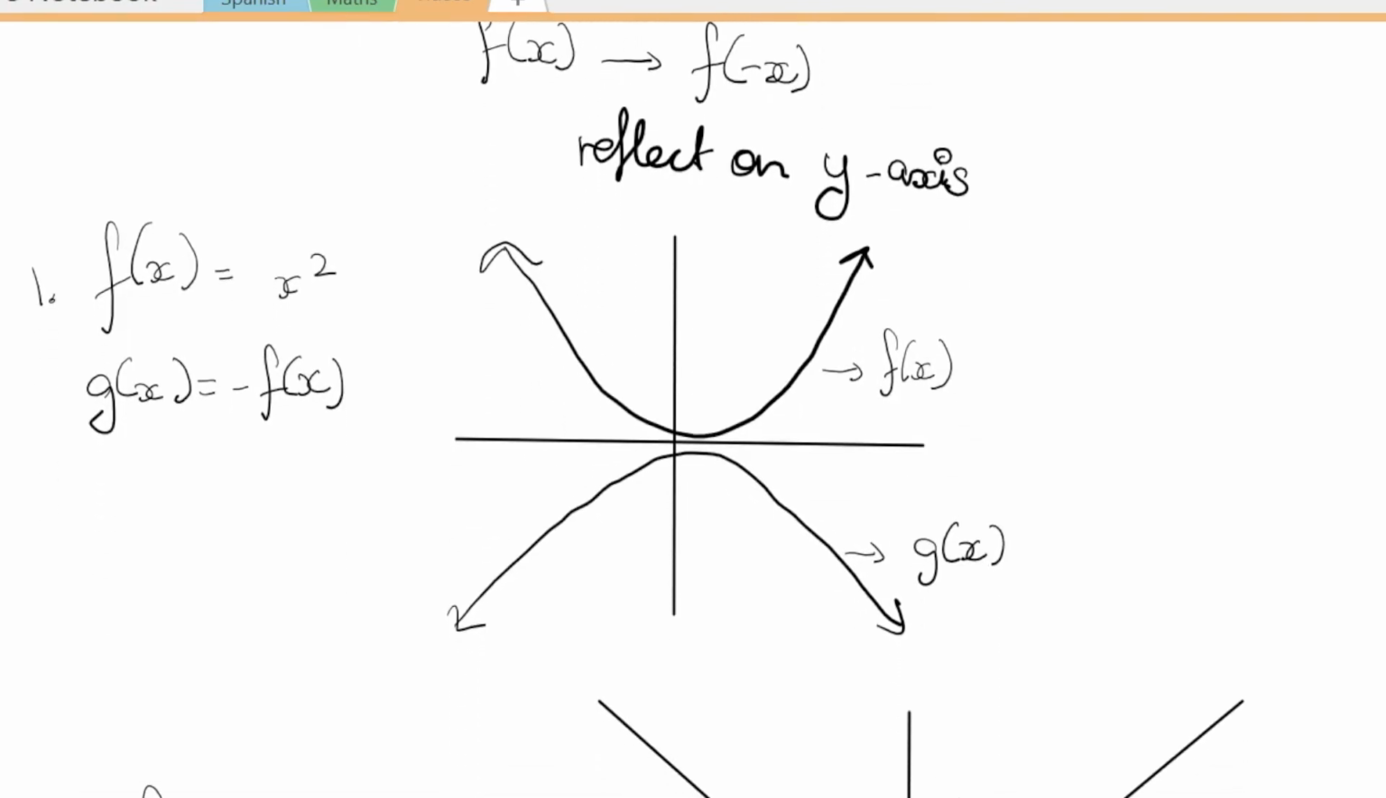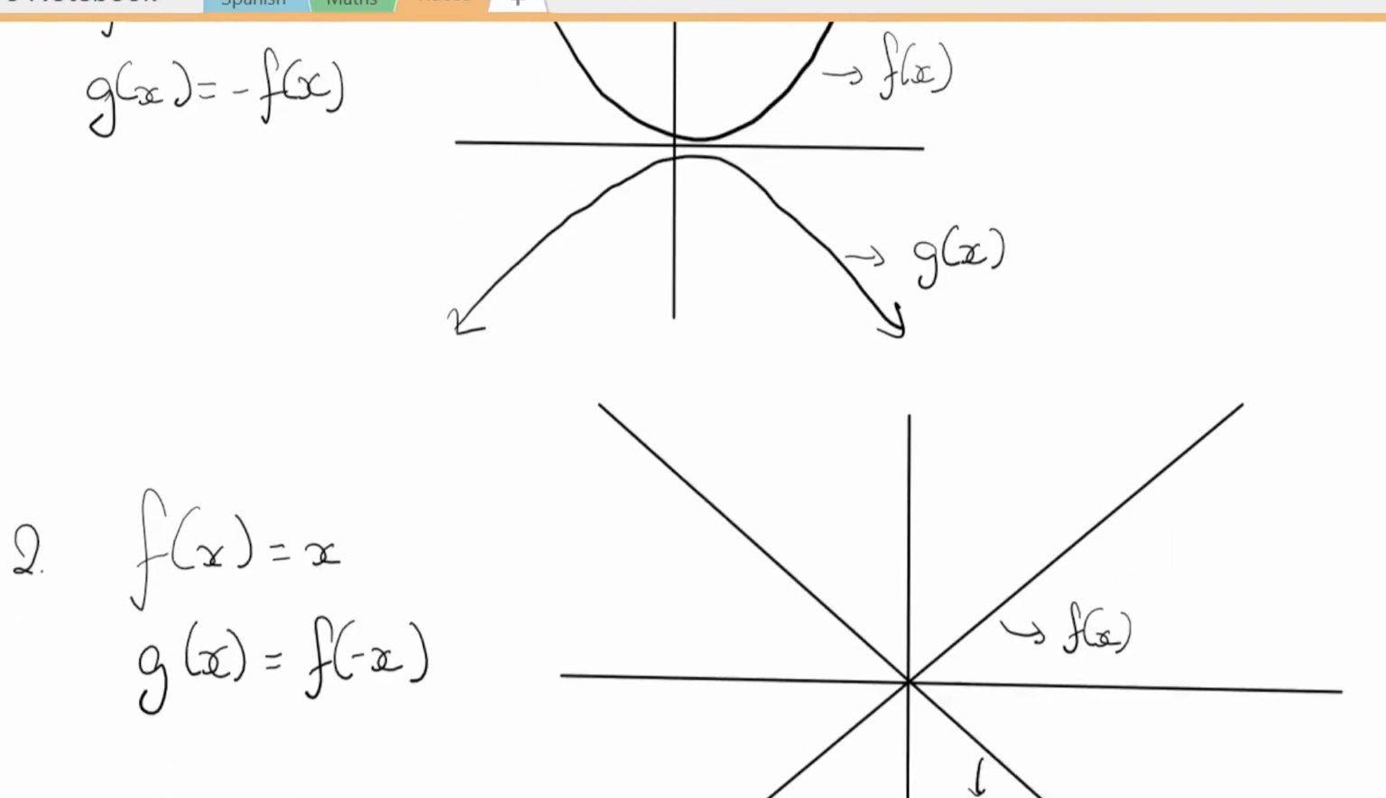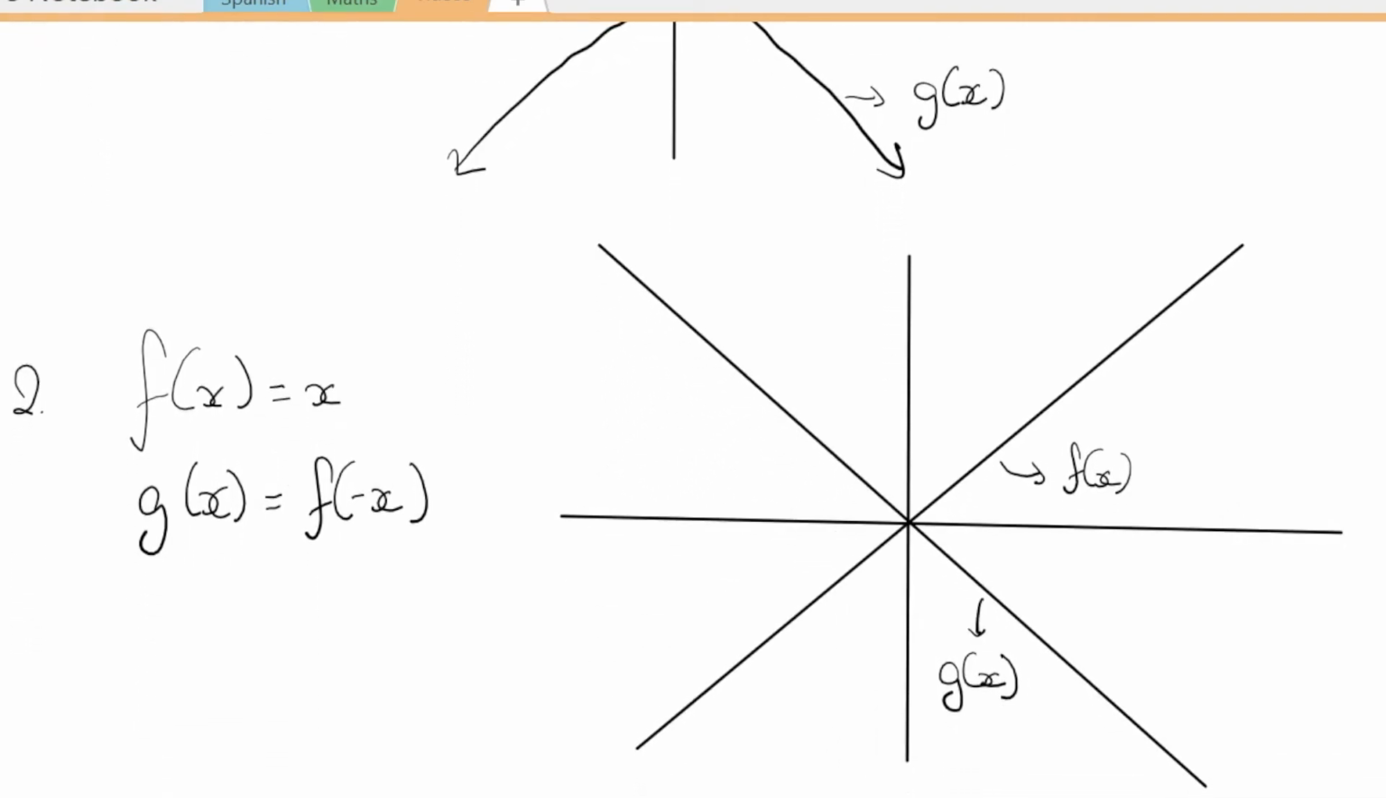I apologize for that. And for the second graph, I get f of x is equal to f of x, g of x is equal to f of minus x. So then I have to just reflect it on the y-axis, and that's what I've done. Reflection is a very easy transformation.